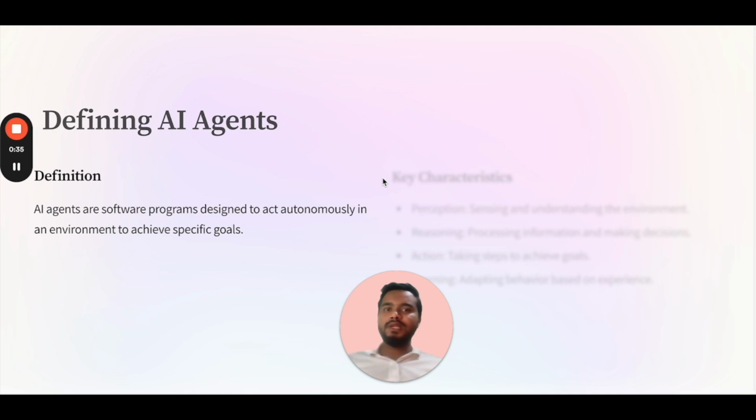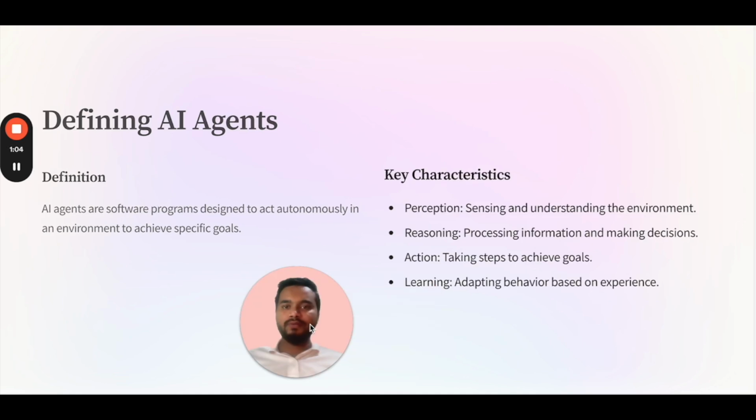We previously had a discussion about AI agents. AI agents are a piece of code with some intelligence. They can do tasks based on their reasoning. So that is what AI agents are. A couple of key characteristics of AI agents are perception, reasoning, action, and learning. When we say perception, these agents learn from sensing and understanding the environment.